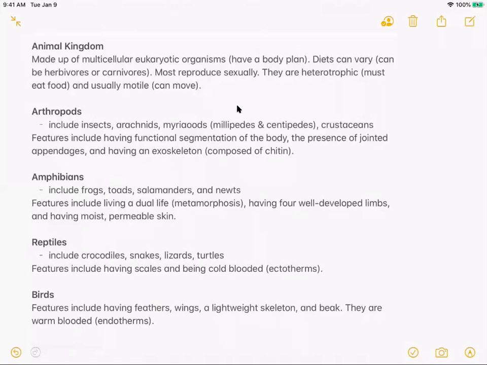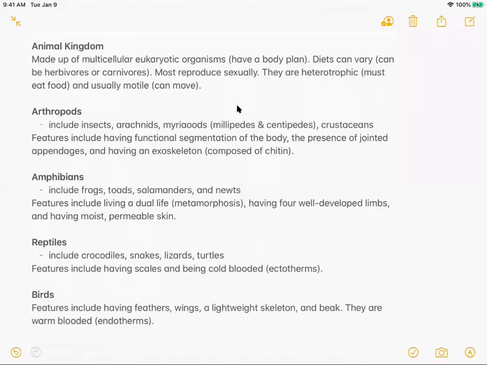Like I mentioned before, if an organism is heterotrophic, they rely on eating in order to get the nutrients that they need to survive. Something that is autotrophic would be considered a plant, because a plant makes all of its sugars on its own just by sitting in the sun through photosynthesis. We can't photosynthesize. We rely on eating things like plants, eating things like other animals in order to survive.